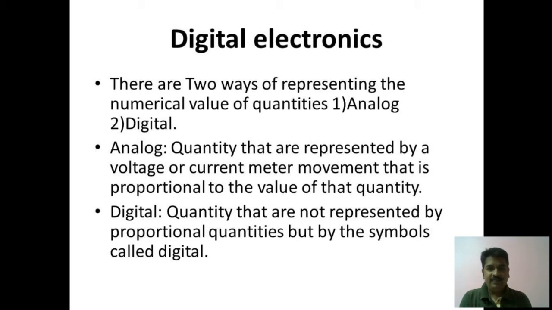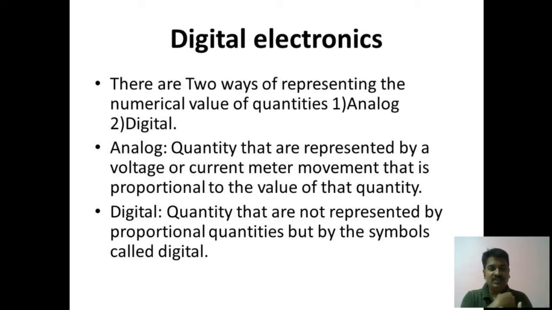The other way of representing any physical quantity is the digital method. In this method, the quantity is not represented by proportional quantities, but by symbols. Now we have digital meters in our cars or mopeds. When you look at a digital speedometer, it just displays the number. If you are going at 60 km per hour, it displays 60 km per hour. Directly it shows the number.